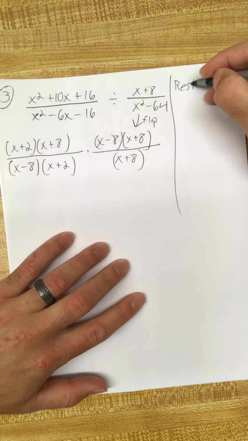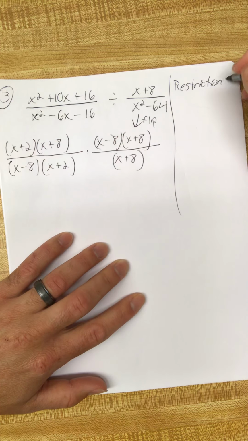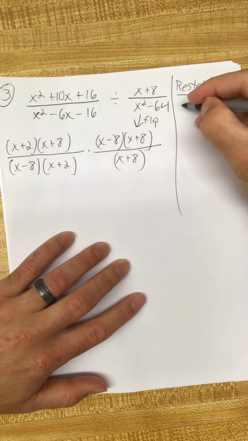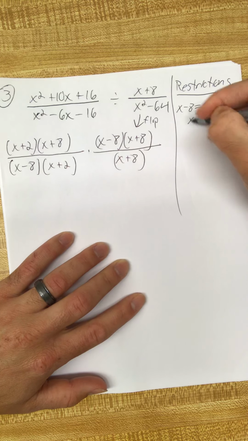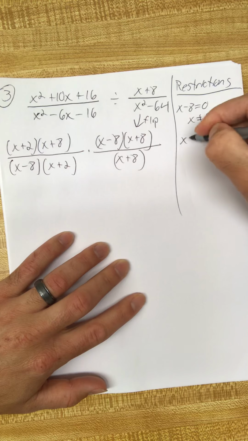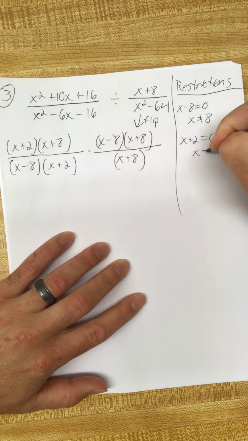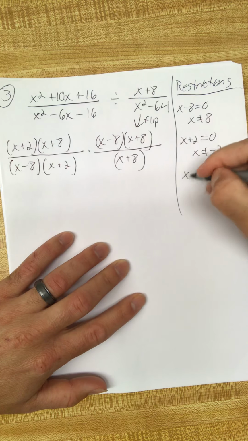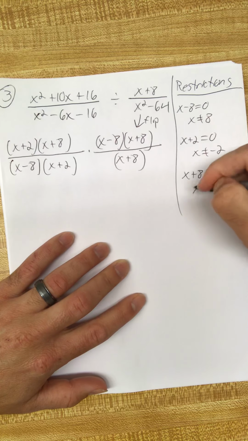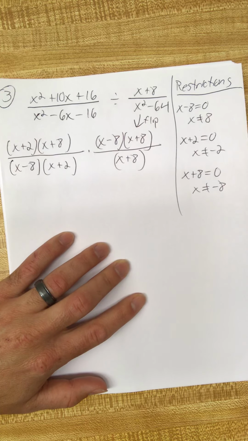So again, when you go to find your restrictions here, you have to do x minus 8 equals 0, so x cannot equal 8. x plus 2 equals 0, so x cannot equal negative 2. And x plus 8 equals 0, so x cannot equal negative 8.